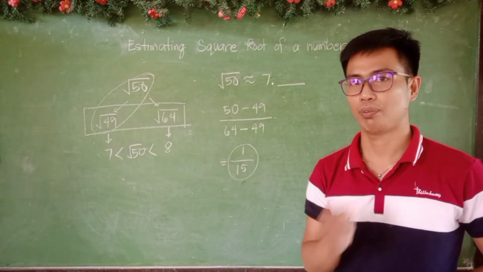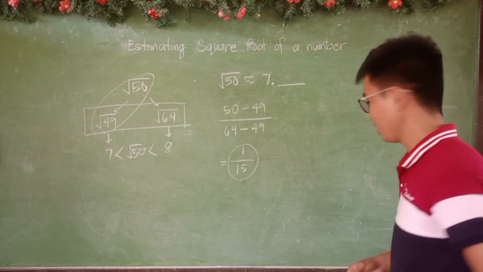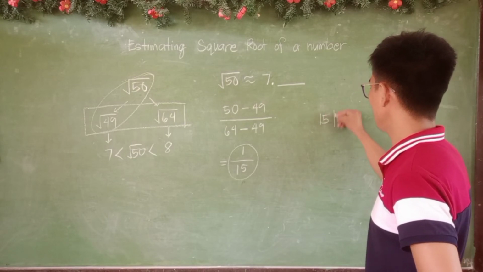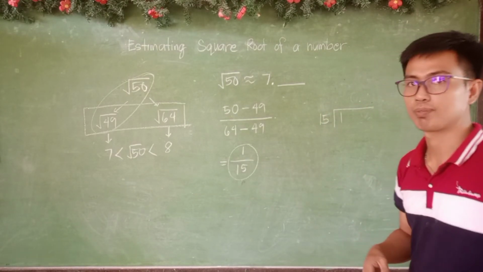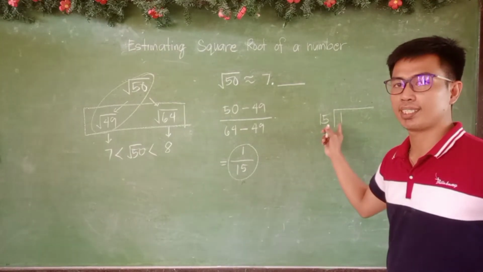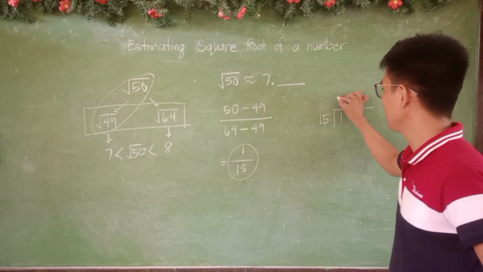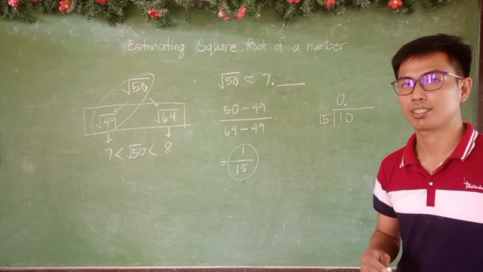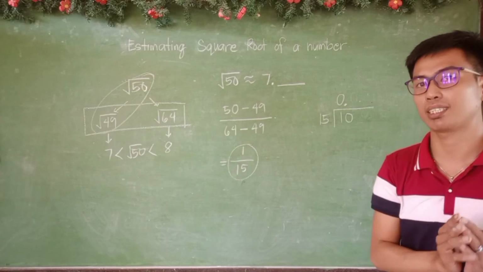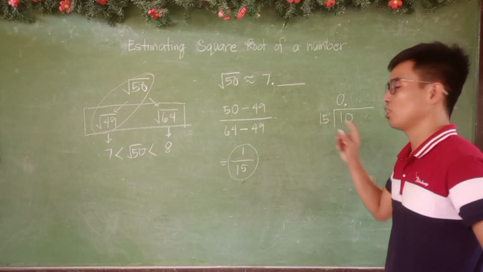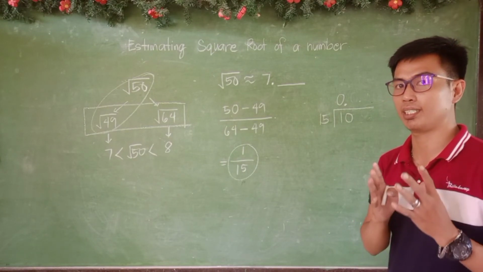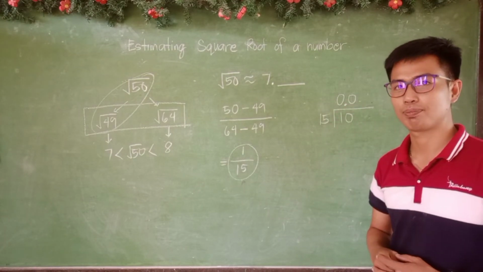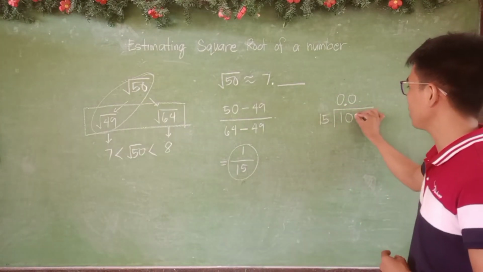Then after that, sasolve na natin siya. 1 over 15. So again, dividing 1 over 15. Nasa labas yung 15, nasa loob yung 1. So how many 15 are there in 1? Since wala, so 0. And then add 0, and add also a decimal. So yun yung rule natin: pag nag-add ng 0, add ng decimal. Then check. So 10 divided by 15. How many 15 are there in 10? Again, wala pa din. So that means 0. And then for the next one, add ulit tayong 0.